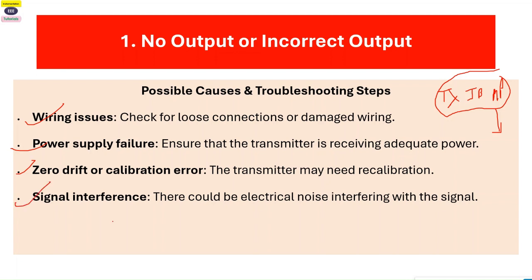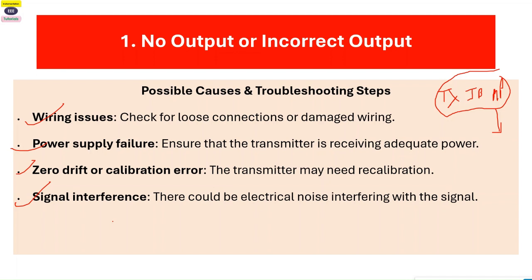Now the fourth one is signal interference. First you have to know what signal interference is. Your transmitter signal is a very low power signal, which means it can pick up interference and noise from other sources which may have more power. For example, your transmitter is installed very near to a motor or a pump, which has more power.